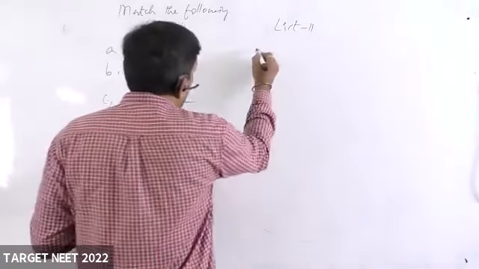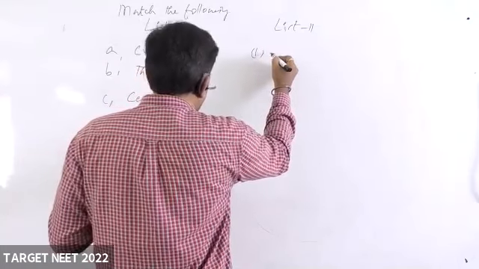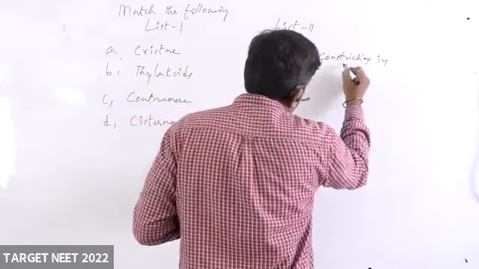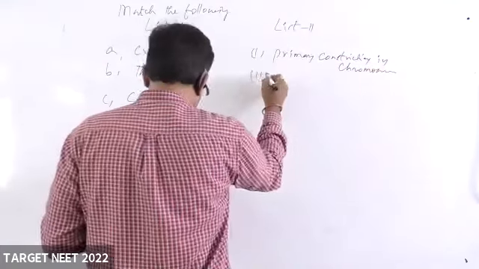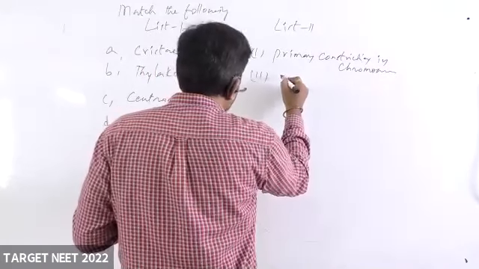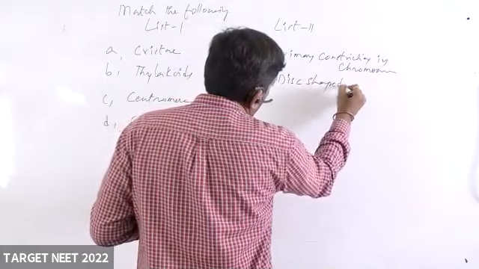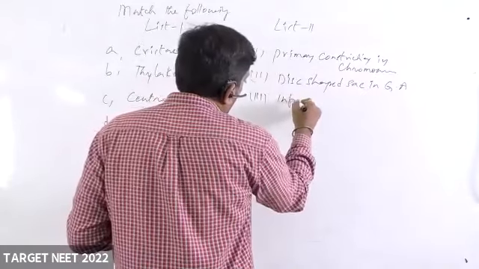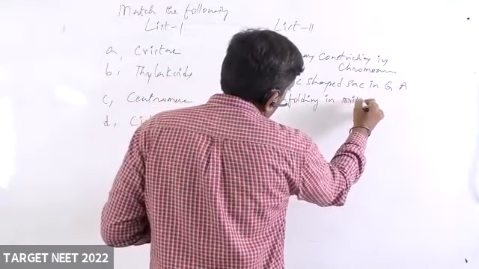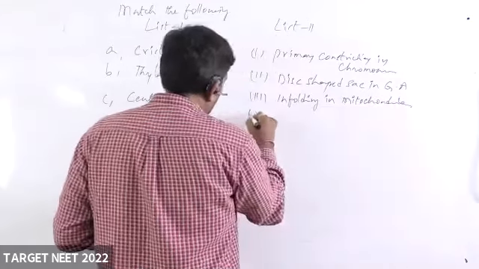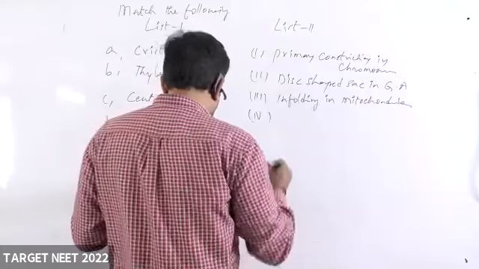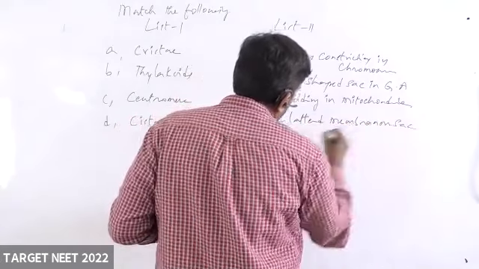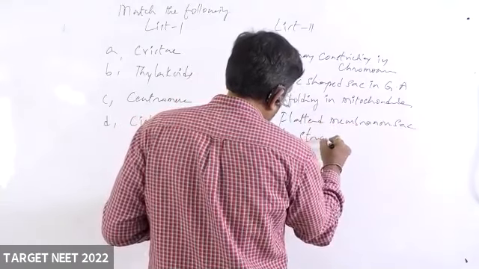Now, in List 2, we have Roman numeral 1, primary constriction in chromosome; 2, disc-shaped sac in Golgi apparatus; 3, infoldings in mitochondria; and the fourth one, flattened membranous sacs in the stroma of a plastid.